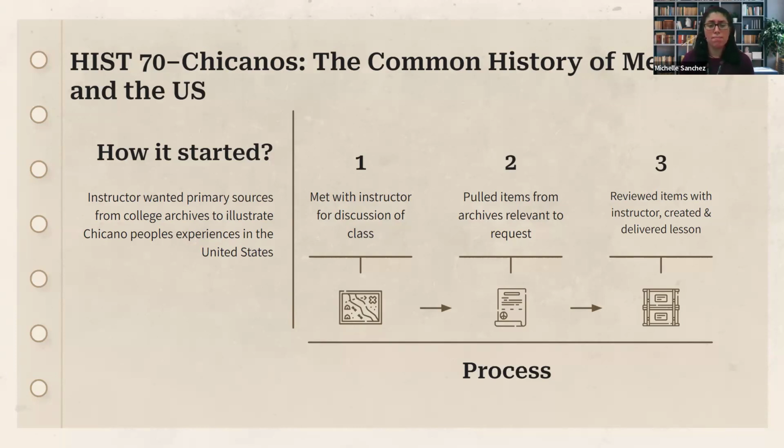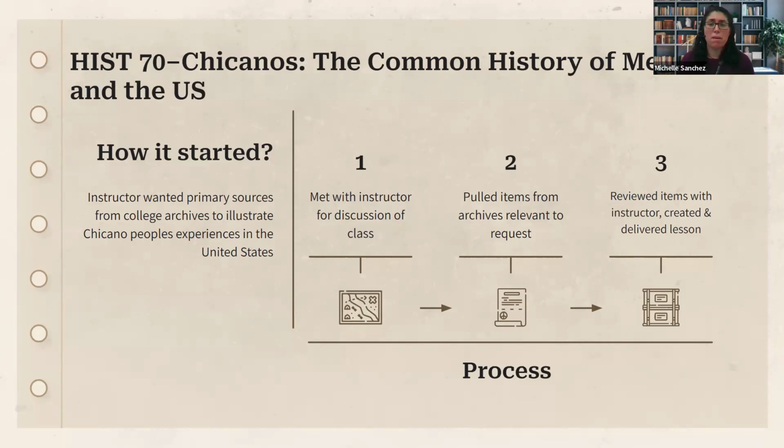So the process was the instructor came into my office. We talked about the class, what he expected or was hoping for to come out of the archives for the class. I took his list, his wish list. I went into our archives area. I pulled some stuff that I thought would be relevant. It was a mix of primary and secondary sources.